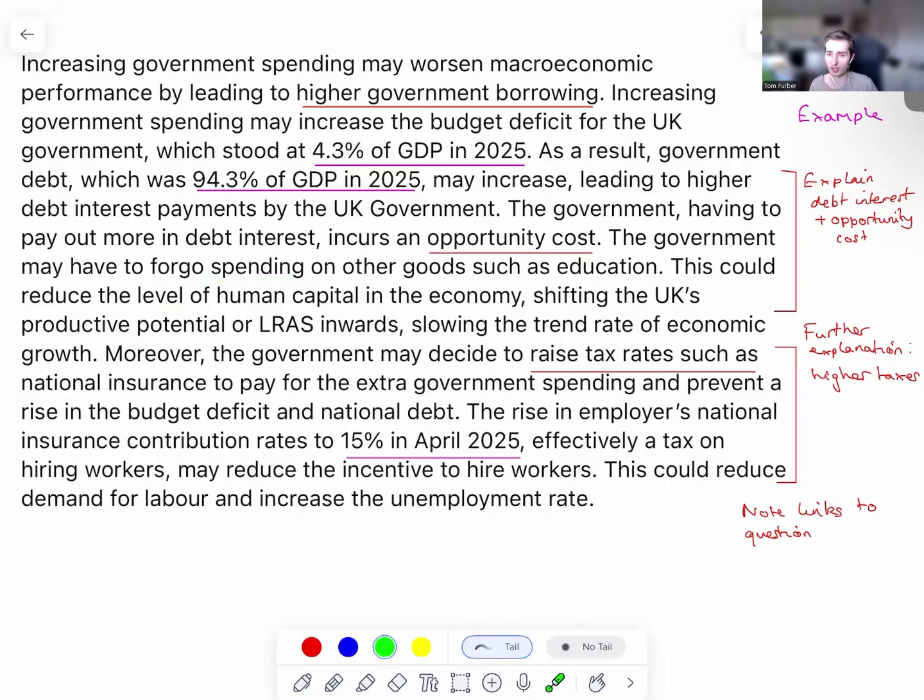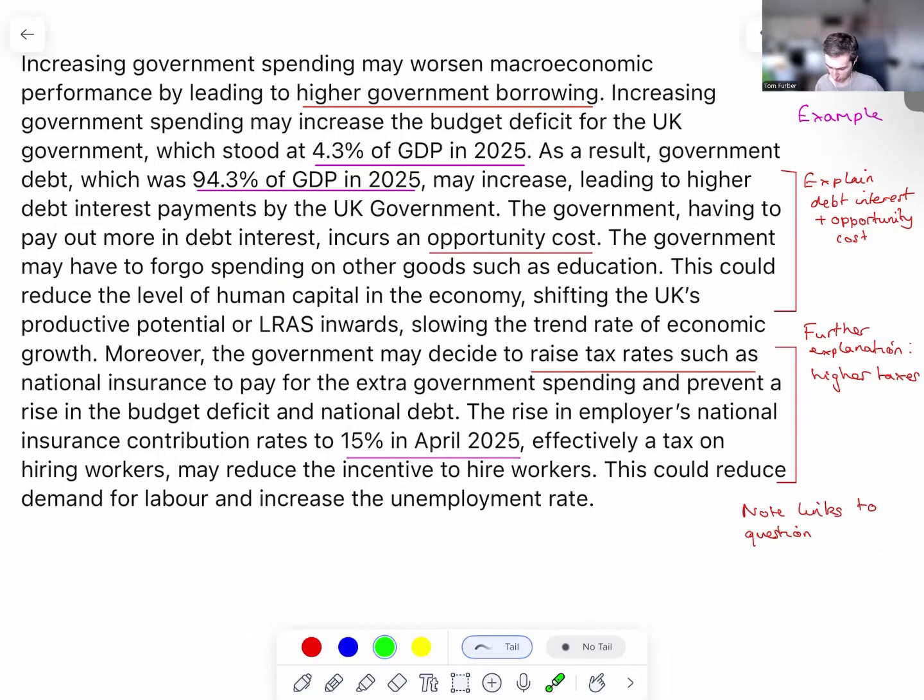Now I'm going to add further explanation on the possible effect of higher taxes. So moreover, the government may decide to raise tax rates such as national insurance to pay for the extra government spending and prevent a rise in the budget deficit and national debt. The rise in employers' national insurance contribution rates to 15% in April 2025, effectively a tax on hiring workers, may reduce the incentive to hire workers. This could reduce demand for labour and increase the unemployment rate. So note the links to the question with the macro objectives.